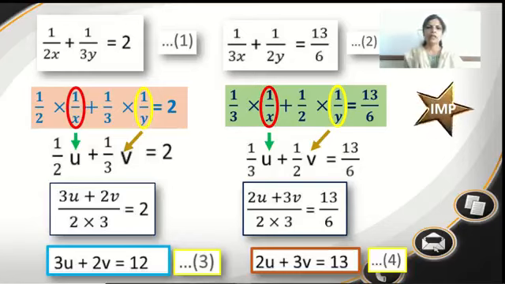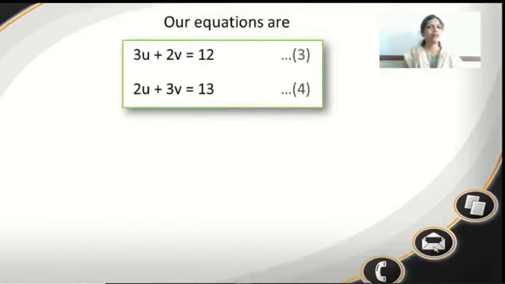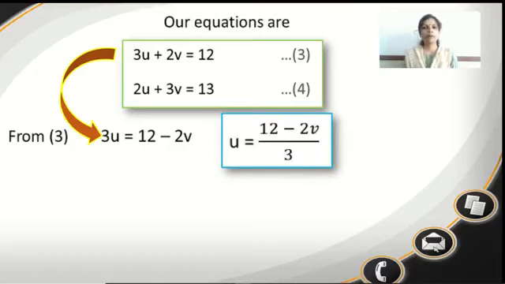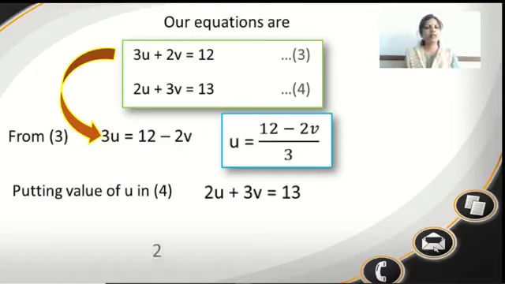Okay, so these are two equations. Now let's see how to solve it. From equation 3, we will write 3u is equal to 12 minus 2v, that is u equals 12 minus 2v upon 3. Now we will put this value of u in equation 4, and our equation 4 is 2u plus 3v is equal to 13. Let's substitute the value of u into this equation.